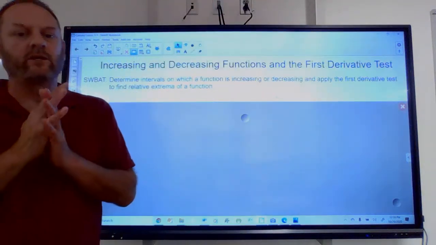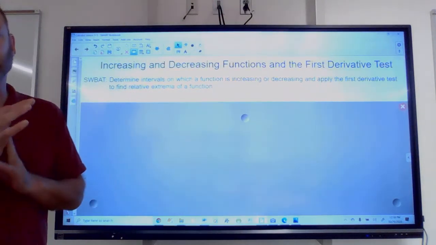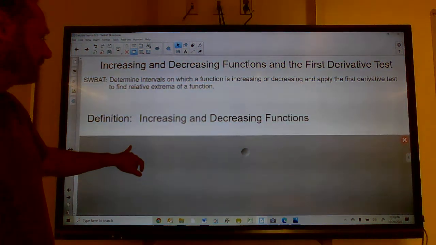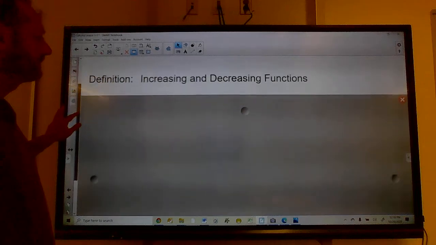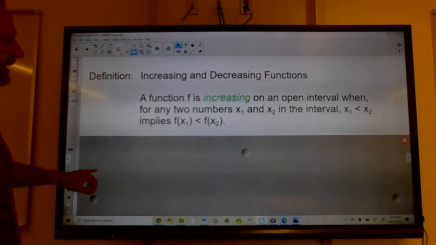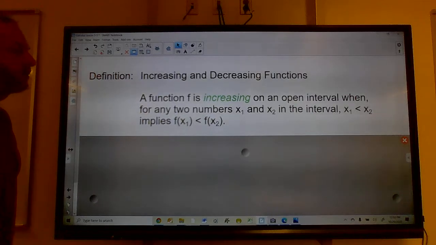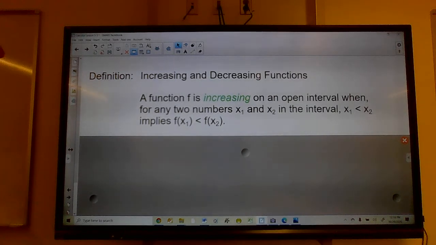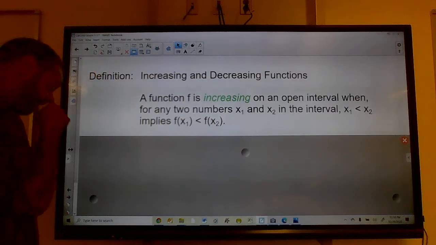All right, let's talk about increasing and decreasing functions and the first derivative test today. So, definition of an increasing and a decreasing function. A function f is increasing on an open interval when for any two numbers x1 and x2 in the interval, x1 is less than x2 implies that f of x1 is less than f of x2.